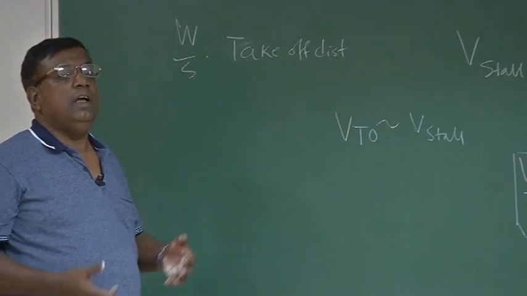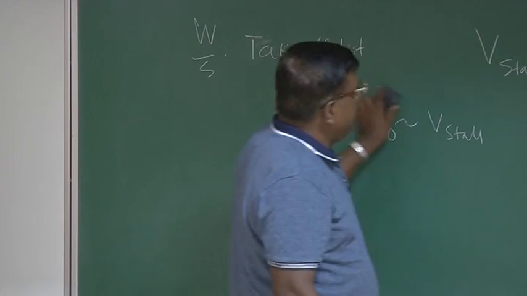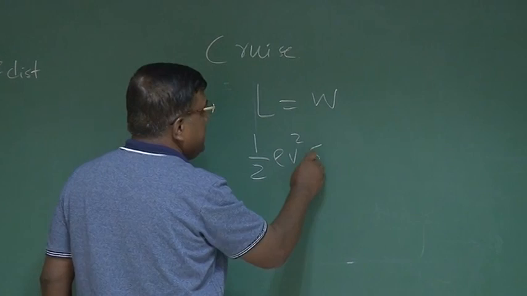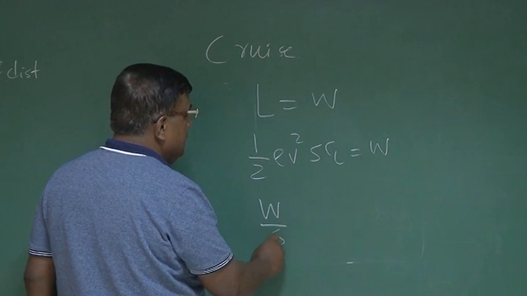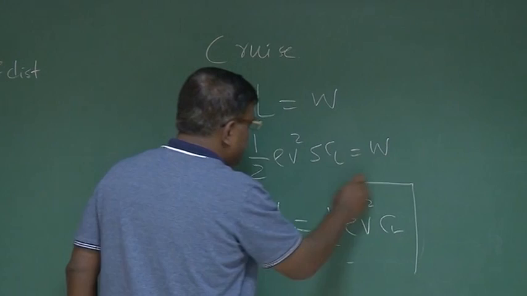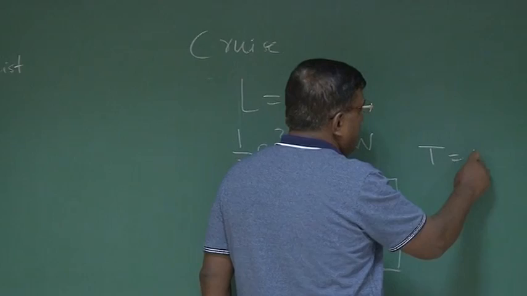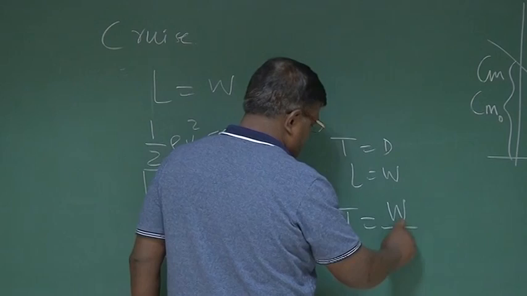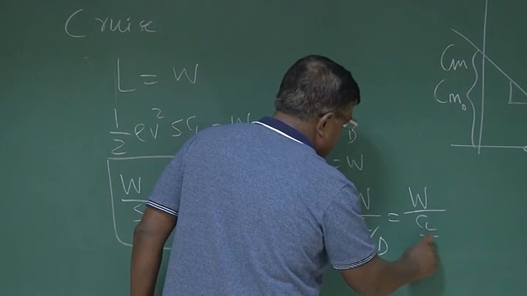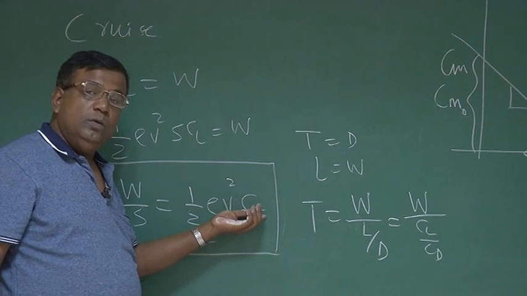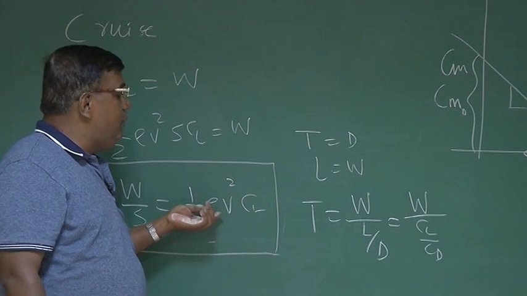We always try to ensure that takeoff distance is as low as possible. This is one. Now, second part, if I come to cruise, what do you see in cruise? Lift equal to weight. Or half rho V square S CL equal to weight. Or W by S equal to half rho V square CL. This is one expression we get. Also, please understand, since thrust equal to drag and lift equal to weight, I know thrust equal to W by L by D equal to W by CL by CD. What are these two relationships telling us? This is telling that if we have decided what will be the CL cruise, and for a given altitude, I should have this much of W by S to maintain lift equal to weight.